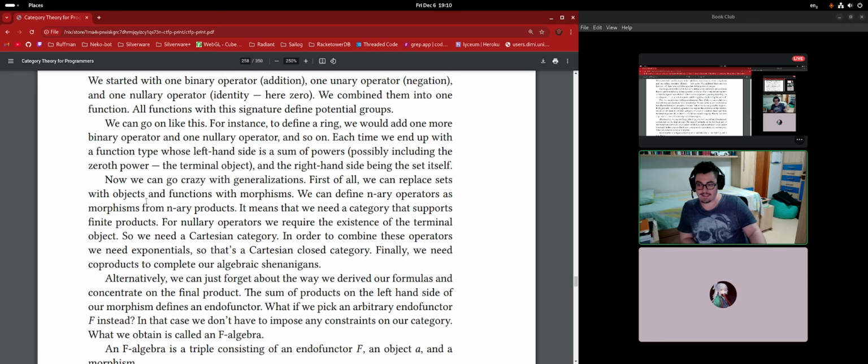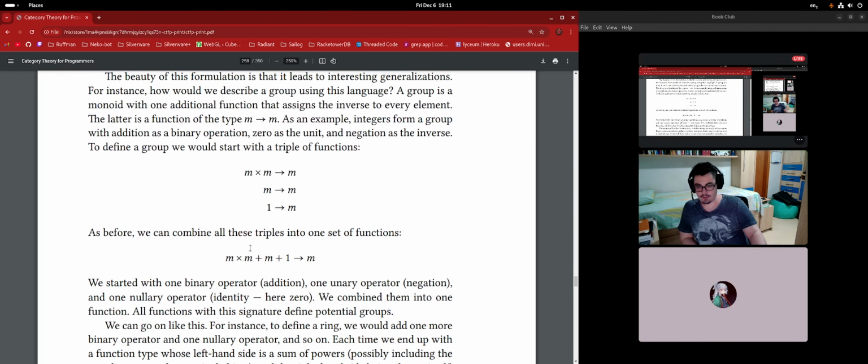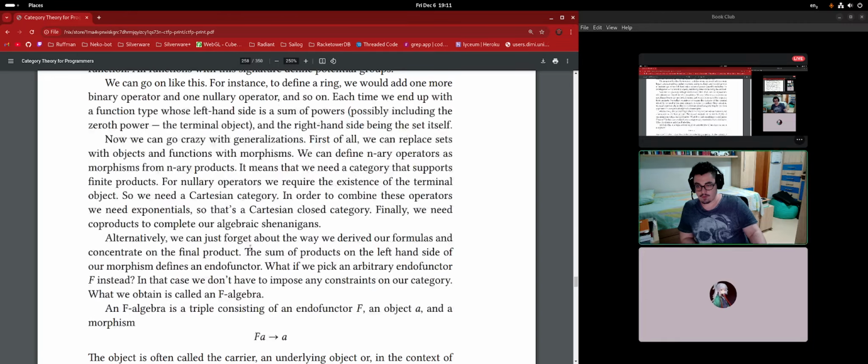So first of all, we can replace sets with objects and functions with morphisms. We can replace n-ary operators with morphisms from n-ary products. It means that we need a category that supports finite products. The nullary operators require the existence of a terminal object. Unary operators, so we need a Cartesian category. In order to combine these operators, we need the exponentials. So that's a Cartesian closed category.